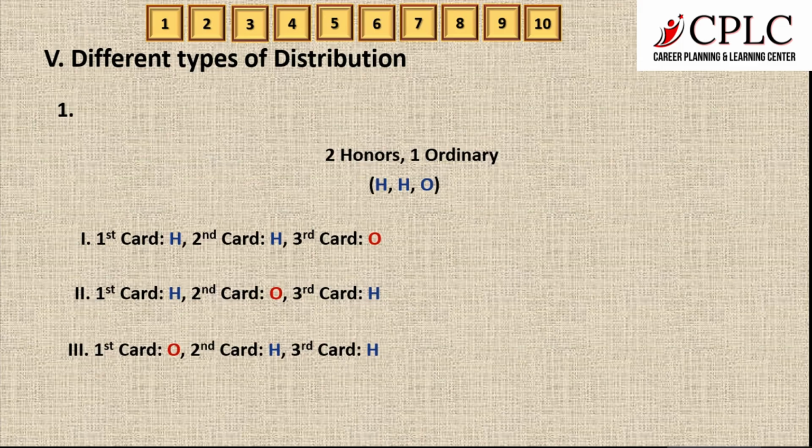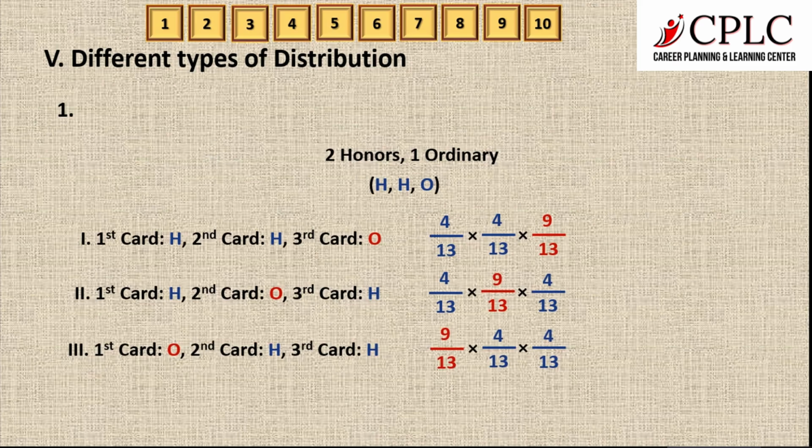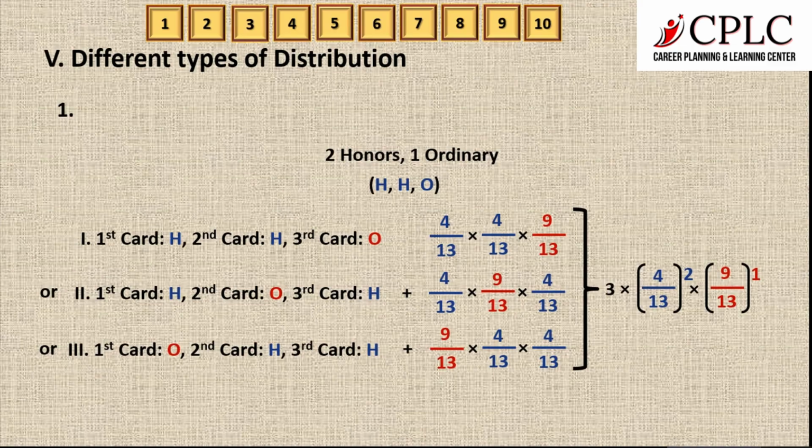You know the probabilities, just substitute the values we had explored. For honor, it is 4 by 13. For ordinary, it is 9 by 13. First card and second card and third card, so they will be multiplied. And the 3 cases should be added because it is either the first case or the second case or the third case. Doing this simplification, you get the answer as 3 times (4 by 13) the whole squared into (9 by 13) raised to 1. Answer is option 1 for the first question. So remember these additional things as far as the cards are concerned.